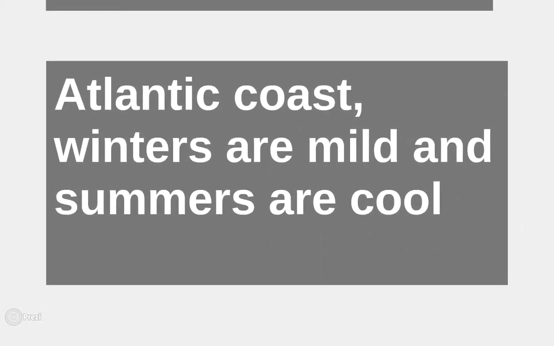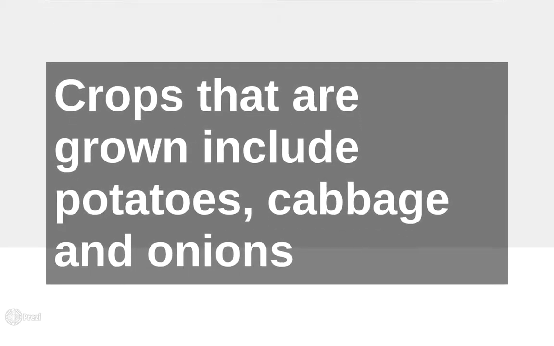Along the Atlantic coast, winters are going to be very mild. So their winters aren't going to get very cold, and their summers are going to be cool. So they're not going to get super warm, and that's because you're right along the Atlantic coast there. And they do grow crops here. They grow potatoes, cabbage, and onions.